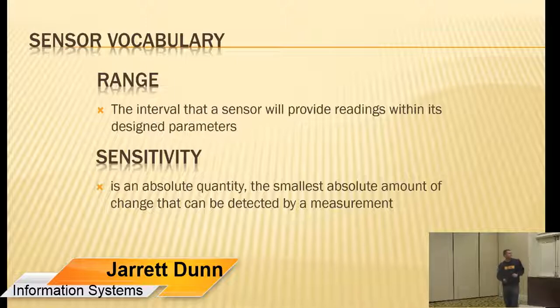Sensitivity is an absolute quantity. It's the smallest absolute amount of change that can be detected in a measurement. So this is how small it is. For example, on your multimeter, how many digits out can you read? Is it 12.1235 volts, or is it 12.1? And this can be really important, or it can not be important.